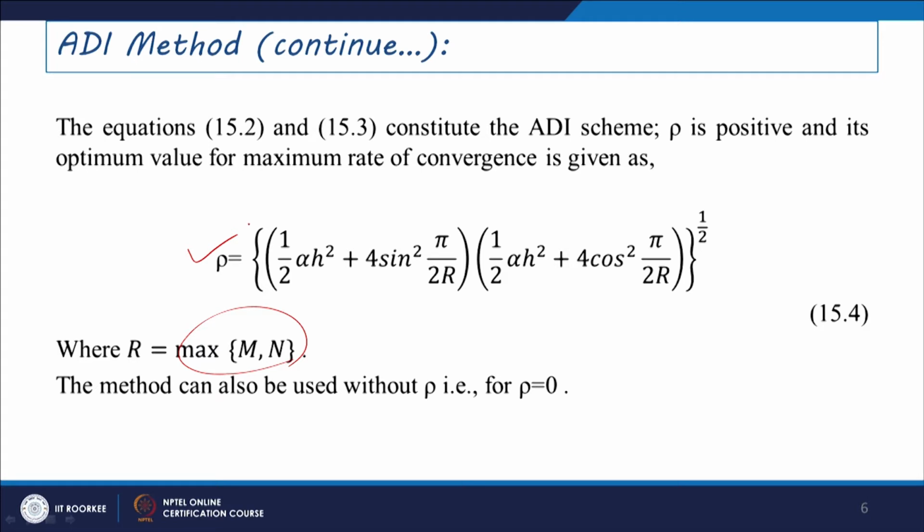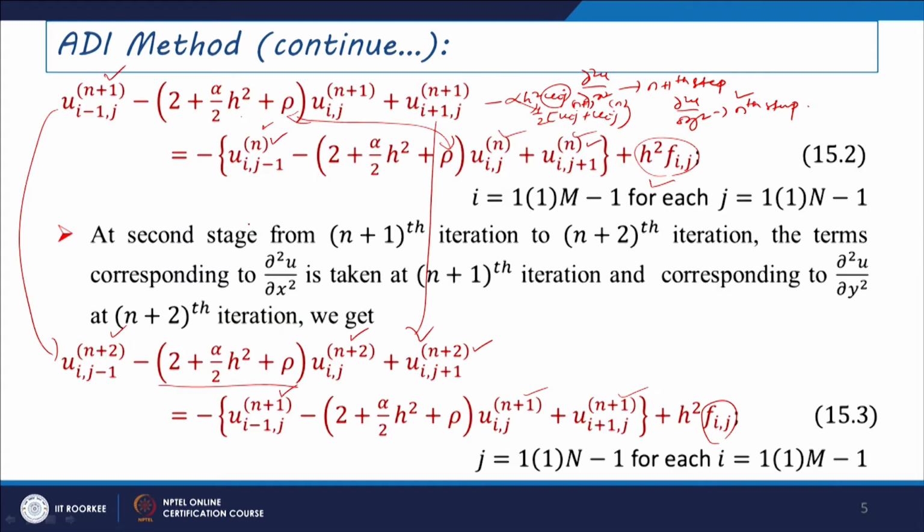So, this method can be applicable when we consider rho equals 0. If you consider rho equals 0 in this equation, we can directly write it as the ADI scheme itself. So, that is our general ADI scheme.